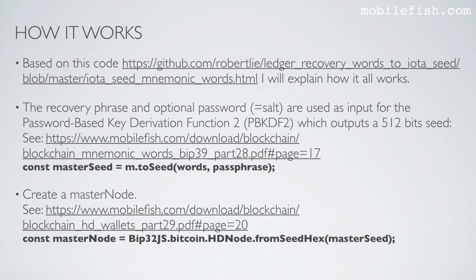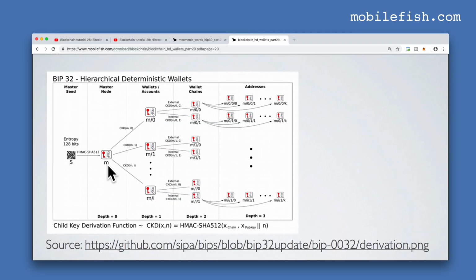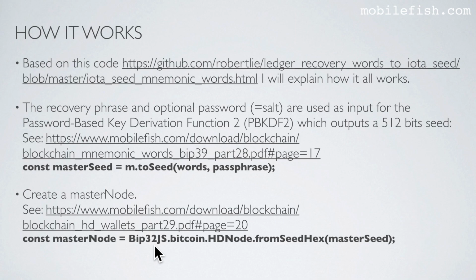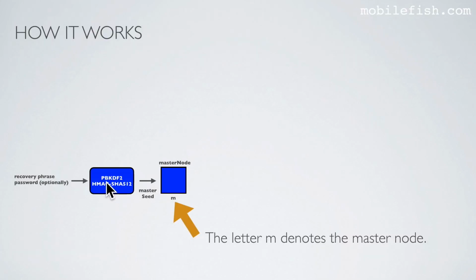The next step is to create a master node. As you can see, to create a master node, it needs the master seed. And this is how it is coded. The master seed is used as input to create the master node. Again, the password-based key derivation function requires the recovery phrase and optional password as input to generate a master seed, and a master seed is used to generate the master node. The letter M denotes the master node.